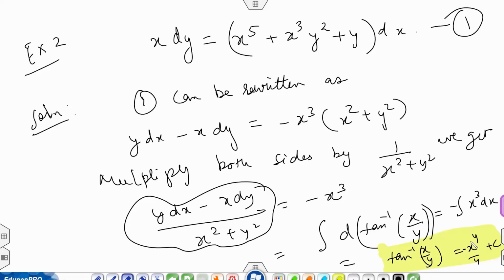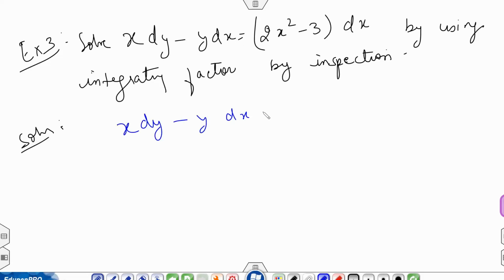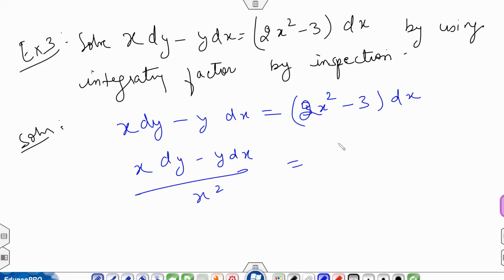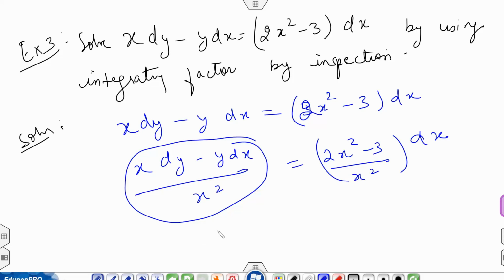Now we will do one last question for this integrating factor, and then I will give you some practice problems. Again the question is, solve this differential equation by the inspection method. You need to find the integrating factor using the inspection method. If I divide the entire equation by x square, I get this, and the left hand side can be written as the total derivative of this.